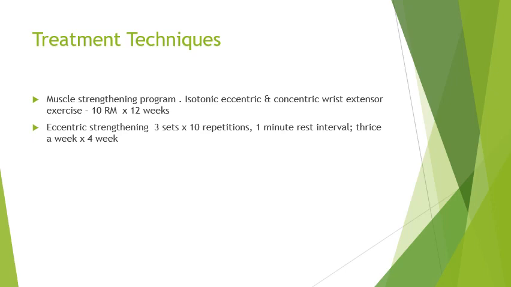Treatment techniques used are muscle strengthening programs like isotonic, eccentric, and concentric wrist extensor exercises. These are prescribed for 10 repetitions for a period of 12 weeks. Eccentric strengthening is 3 sets of 10 repetitions, but here a 1 minute rest interval is given. It is prescribed thrice a week for 4 weeks.